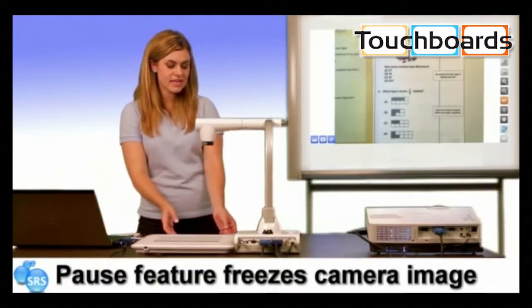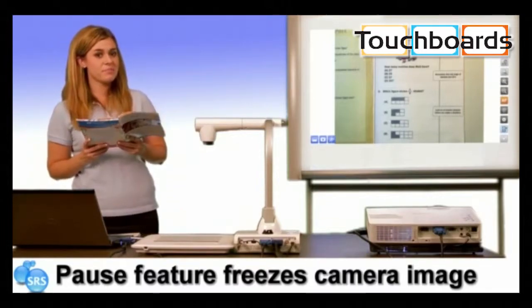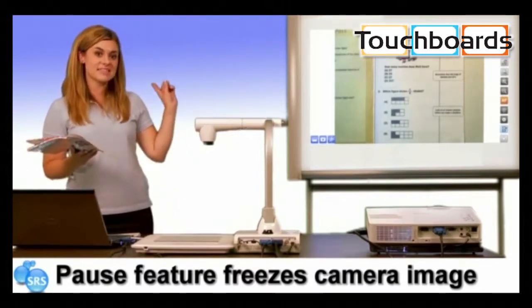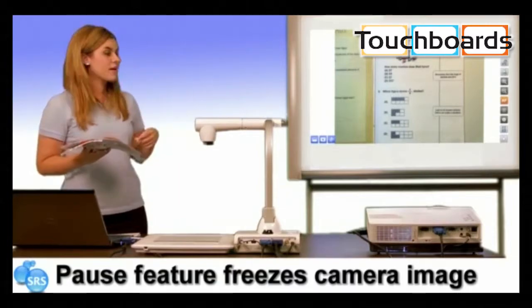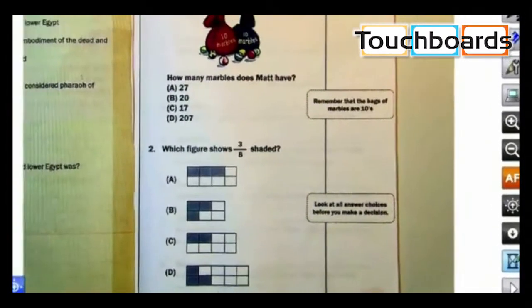So if we just have one copy, I can pause the image, pick it up, read to the class, or pass around to the class, and everybody can see what I'm reading behind me. Just click again to unfreeze.